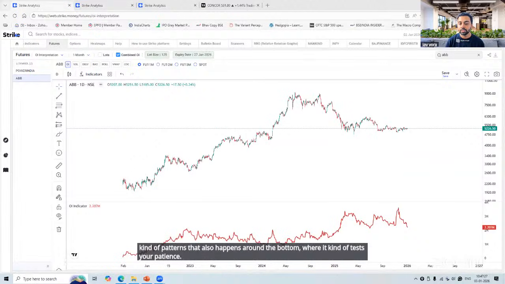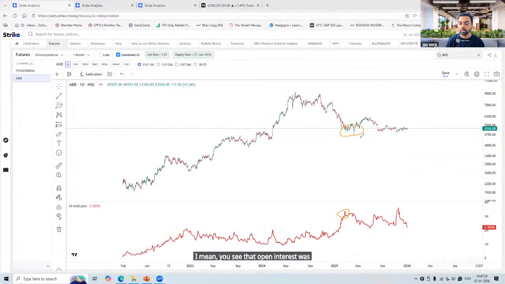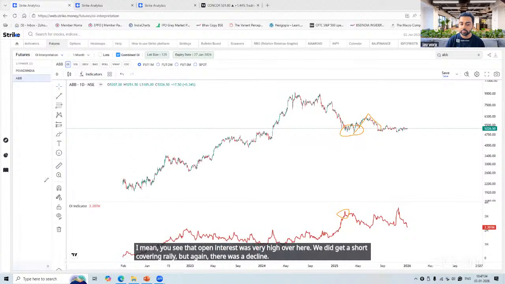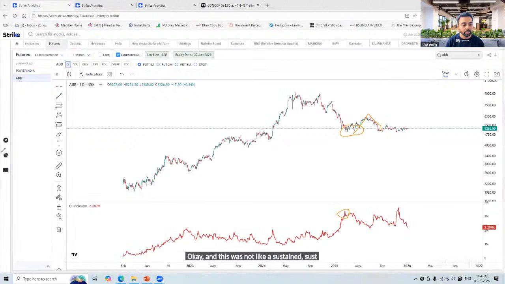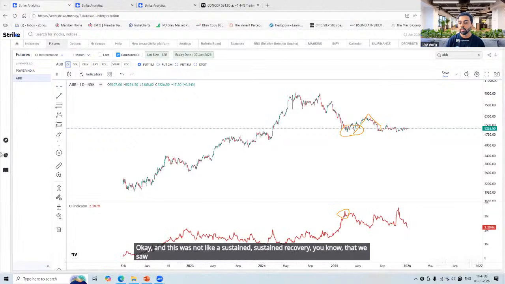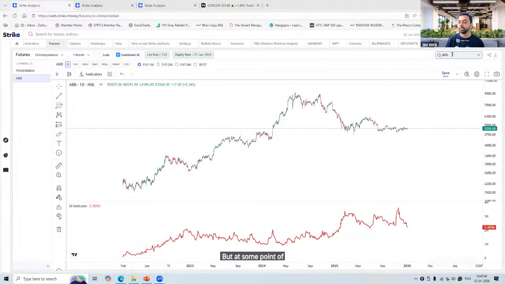I mean, you see that open interest was very high over here, we did get a short covering rally, but again there was a decline. Okay, and this was not like a sustained recovery that we saw in ITC and so on. But at some point of time, that will also happen.